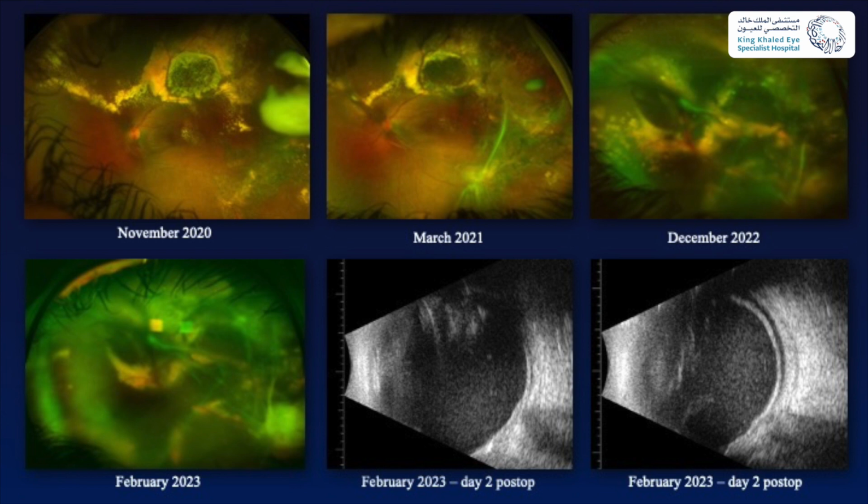Then in February 2023, he needed a surgery. Dr. Ropio did the surgery for him. And this is in the second day post-operatively with no tamponade inside the eye. You can see that the retina returned back to its normal position with less subretinal fluid.